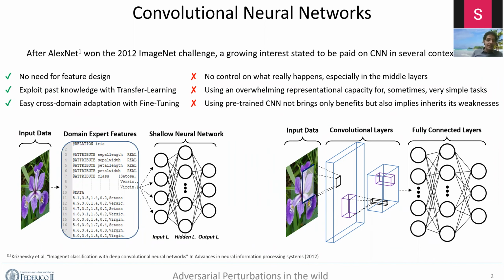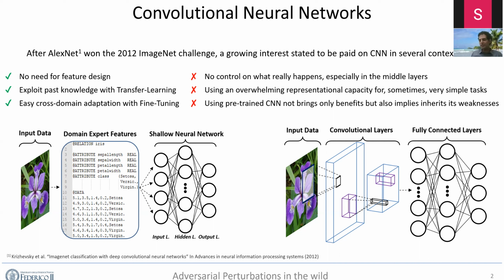Okay, as I was saying, we'll see what an adversarial perturbation is. And in particular, we will see that in the context of convolutional neural networks. As most of you probably know, a convolutional neural network is a particular architecture that goes under the big umbrella of deep learning. It's a kind of artificial neural network able to autonomously learn a good set of features in the case of images, in image scenarios.